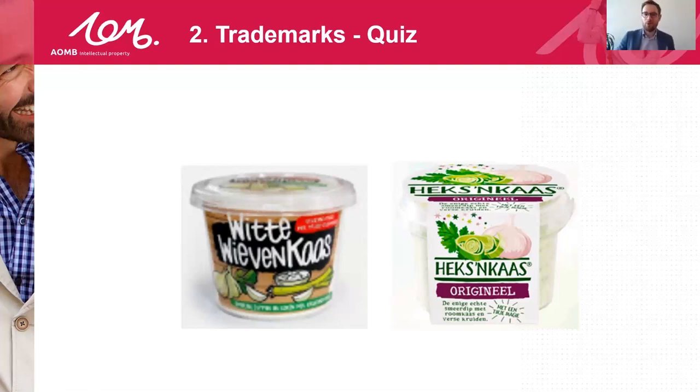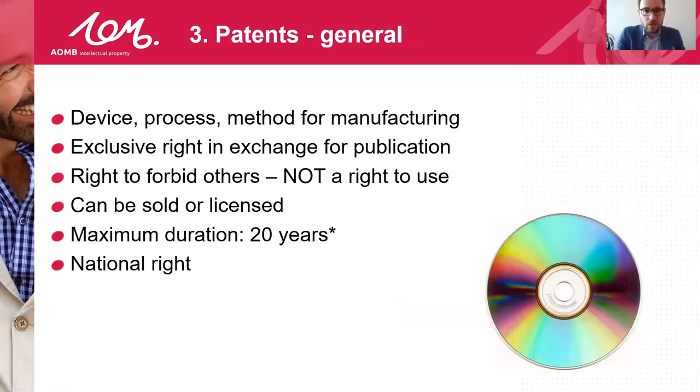So, welcome back everyone. I've been typing quite a bit while Flo was presenting. Flo will take over the typing from me again. And I will tell you a few things you need to know about patents. As I told you before, if you have a technical invention that solves a technical problem, you have to file for a patent if you want to protect it. It's an exclusive right in exchange for publication. So you should bear in mind, if you file for a patent, your invention is also published.